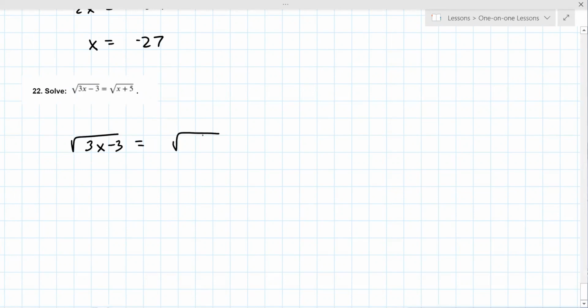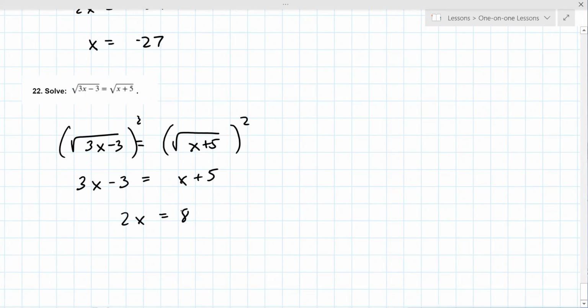All right. So x plus 5, square both sides. 3x minus 3 equals x plus 5. Minus x, plus 3, plus 3. 2x equals 8, x equals 4. All right. Under 23.